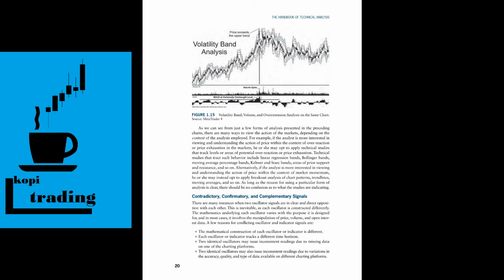A few reasons for conflicting oscillator and indicator signals are: the mathematical construction of each oscillator or indicator is different. Each oscillator or indicator tracks a different time horizon. Two identical oscillators may issue inconsistent readings due to missing data on one of the charting platforms. Two identical oscillators may also issue inconsistent readings due to variations in the accuracy, quality, and type of data available on different charting platforms.